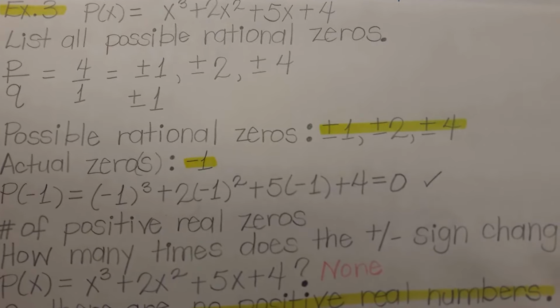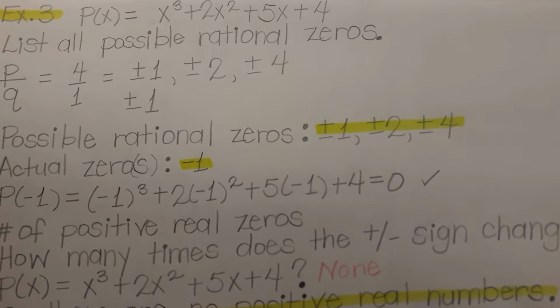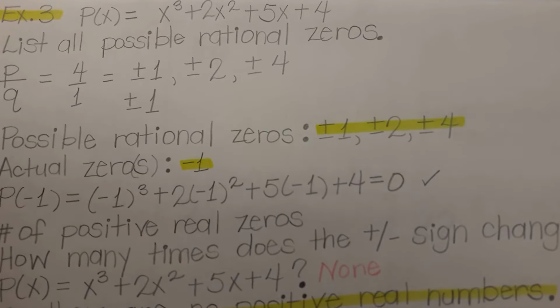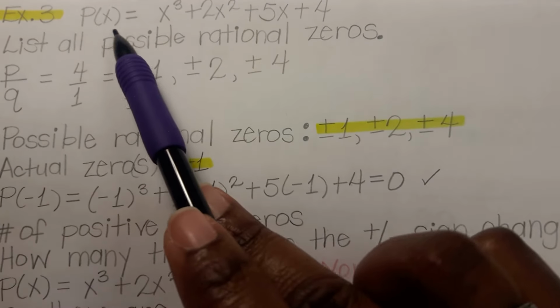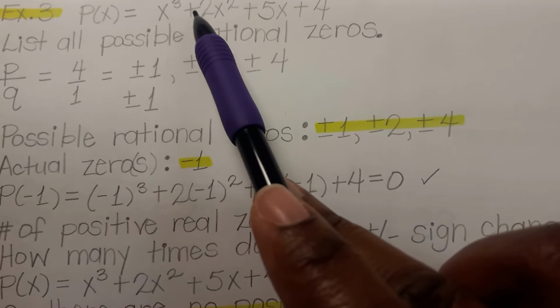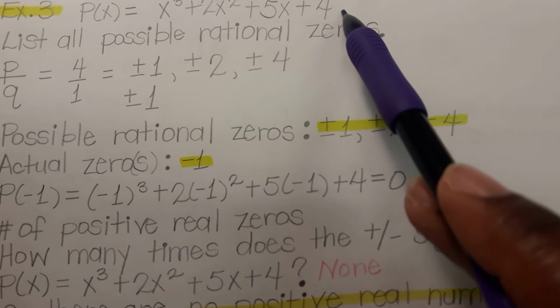Example 3. It has a lot of information in this one, but you will need this for the assessment. So you want to make sure you understand every step that we're talking about. So for example 3, I have my polynomial of x to the third plus 2x squared plus 5x plus 4.